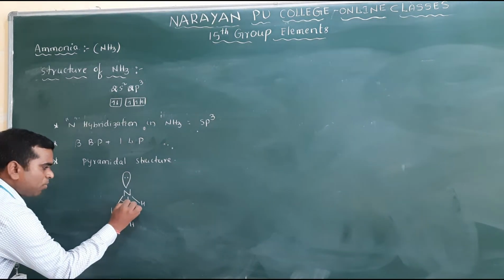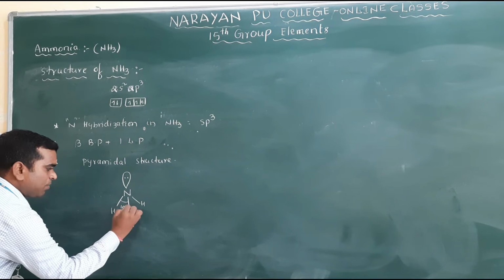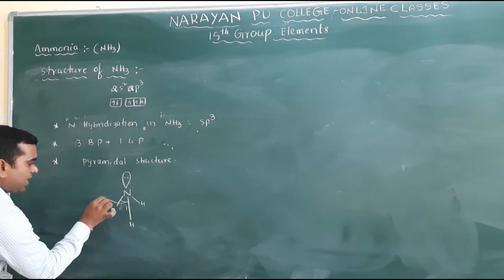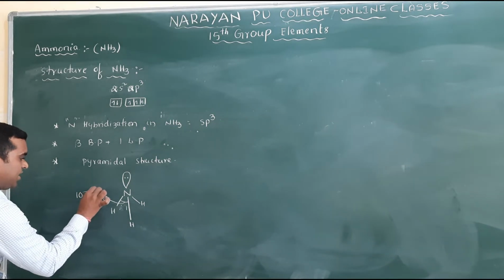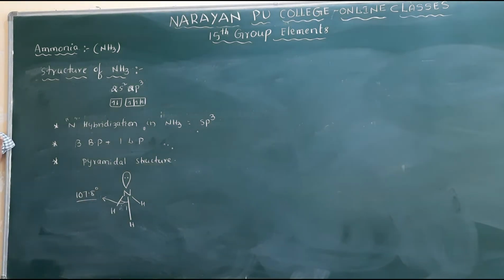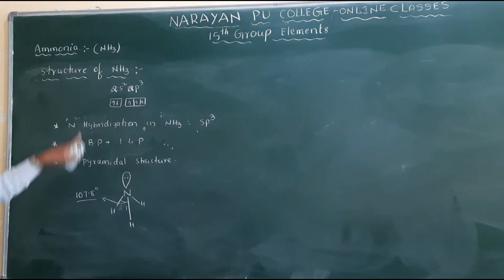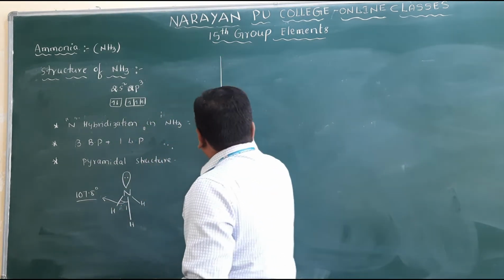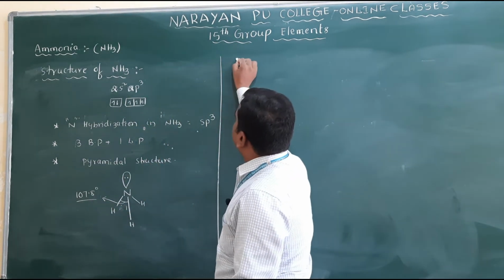You know what the bond angle is here? 107.8 degrees. Sometimes in some textbooks they mention 107.5, but this is the bond angle. So this is about the structure of the molecule. And next one is physical properties.